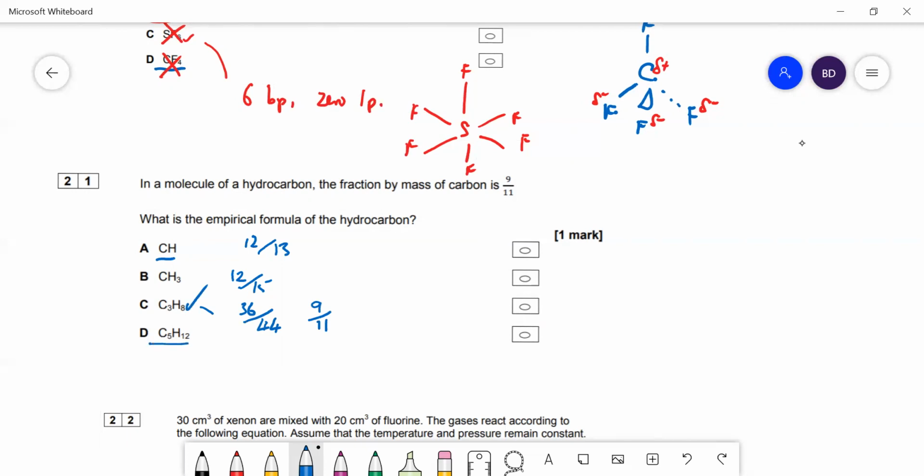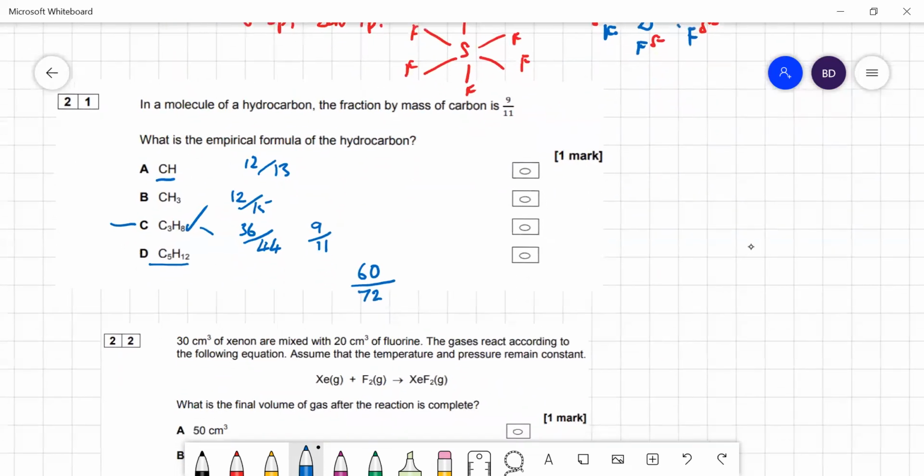This one here, just to show you, 5 times 12 for carbon is 60, 60 plus 12 is 72. So that's not going to be 9/11ths either. So it's got to be this one. And so it's important to use a slightly different technique when you are doing multiple choice.